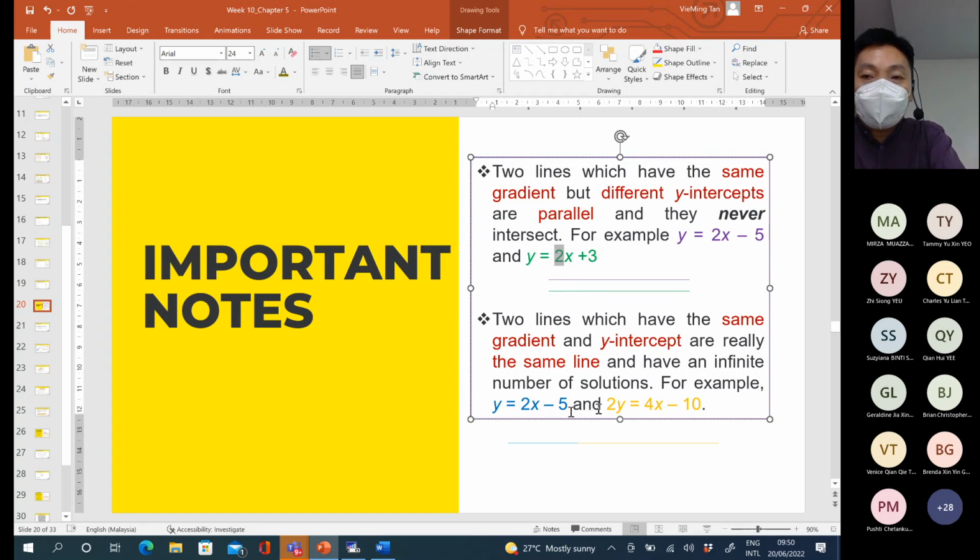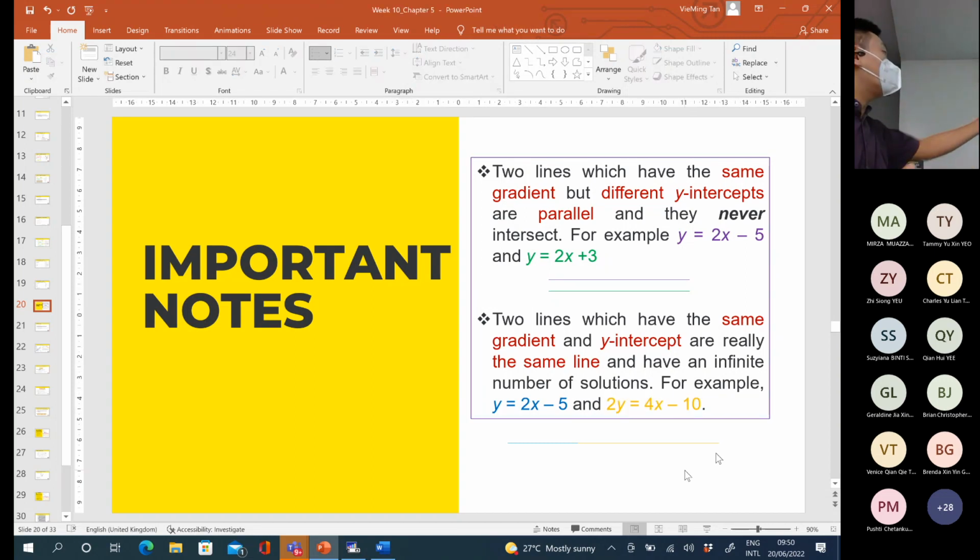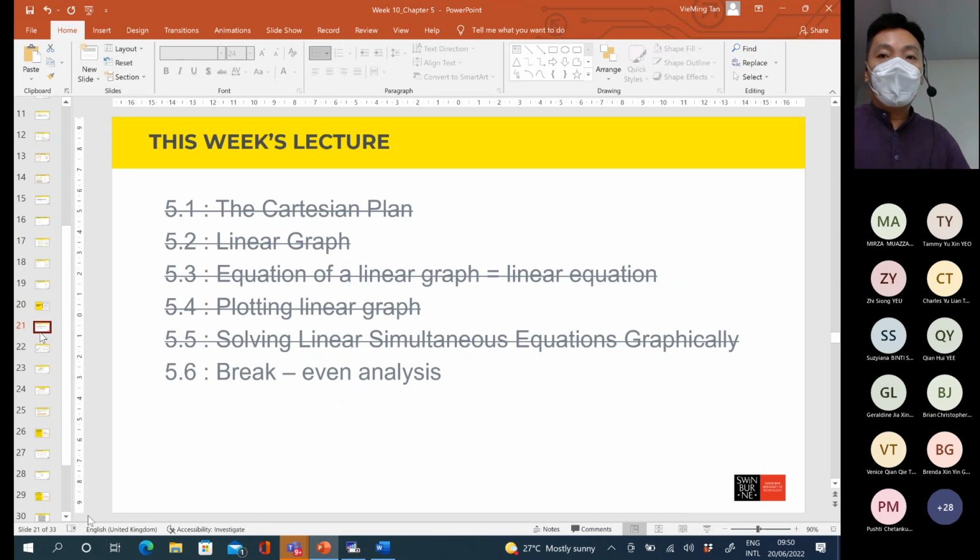In fact, this equation, 2y equals 4x minus 10, if you simplify, is equal to y equals 2x minus 5. Same meaning, same equation. You just need to simplify only.